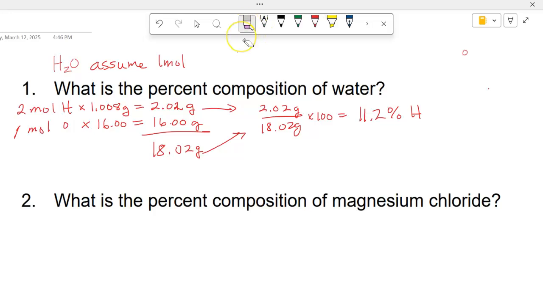Okay, let me erase these little arrows, and then we're going to show what we're going to do next. Let's also do the same thing and figure out the percent by mass of the oxygen. So the oxygen here, we're going to put the 16 on top this time because we're interested in the oxygen.